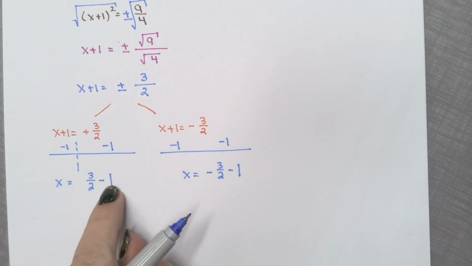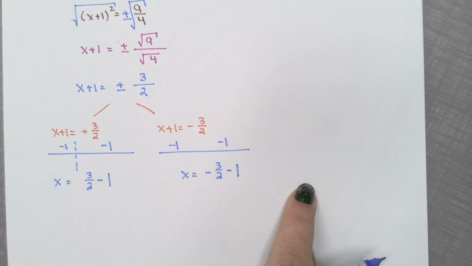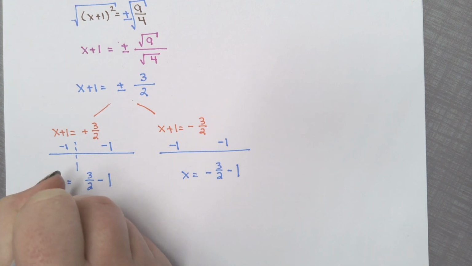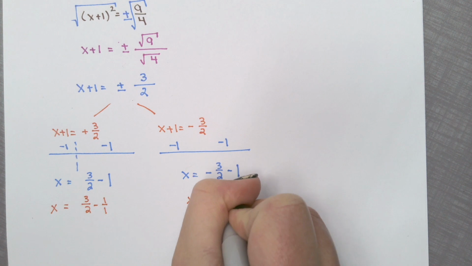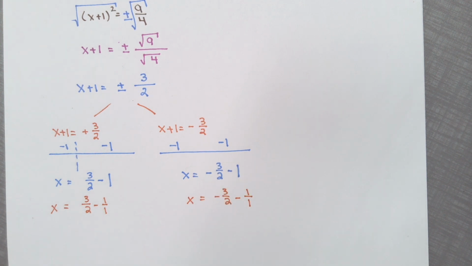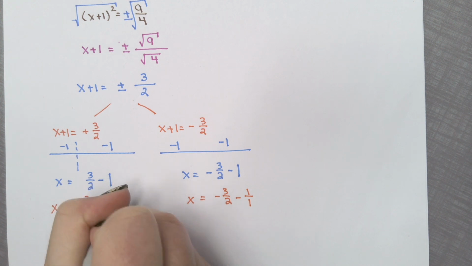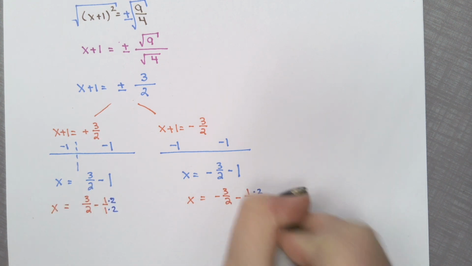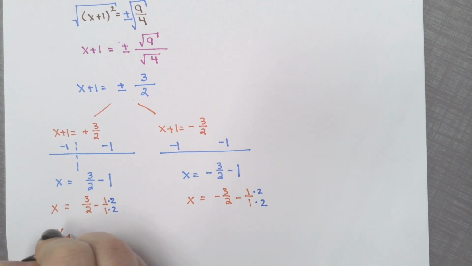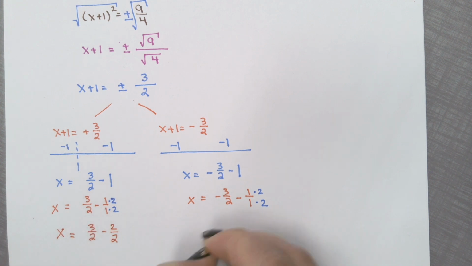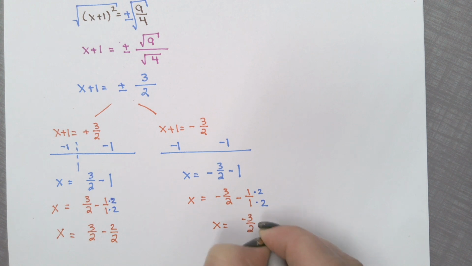And so for 1, we're going to do common denominators. If you want to rewrite it first as 1 over 1, that's okay. You can do that. Multiplying top and bottom this time by 2 because our denominator is 2. We have x is equal to 3/2 minus 2/2. And here we have a negative 3/2 minus 2/2.